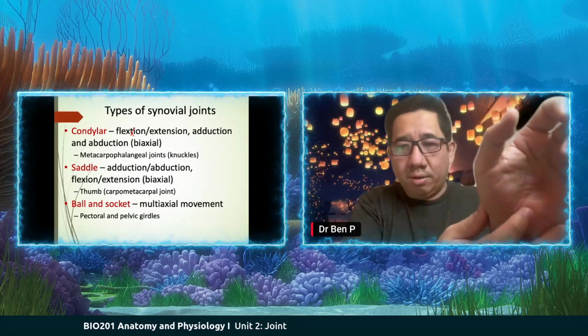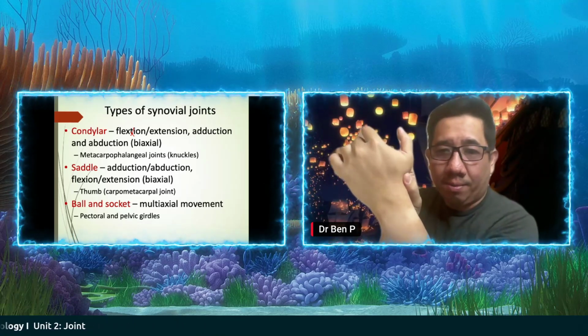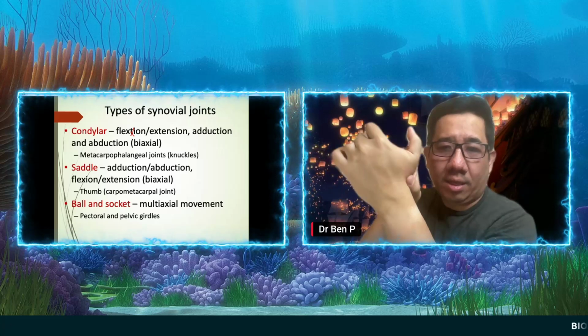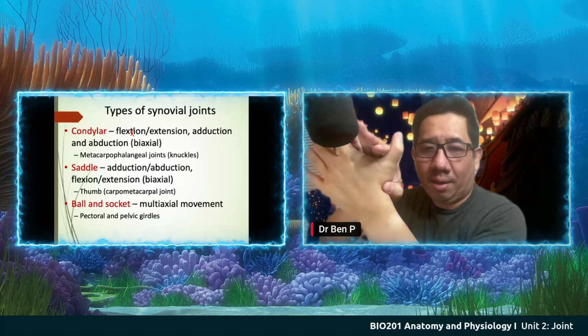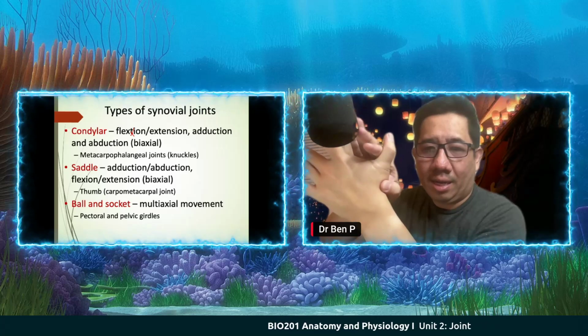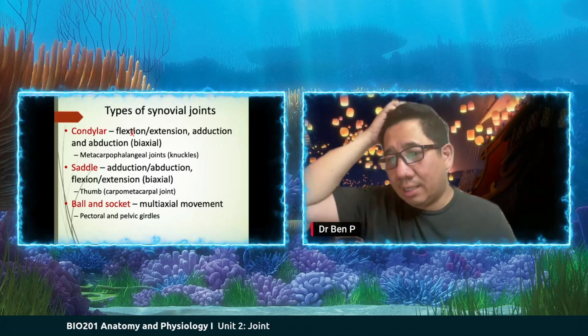You could actually crack this as well. You could crack this by pressing on here, pulling it back and cracking. So pull your thumb back and then put your thumb down here, and you could actually crack it. So that's the saddle joint.